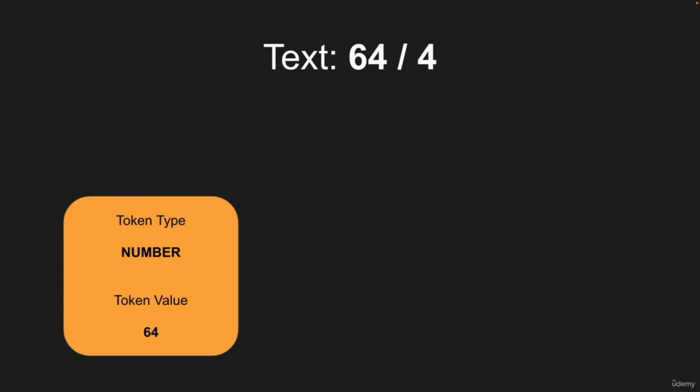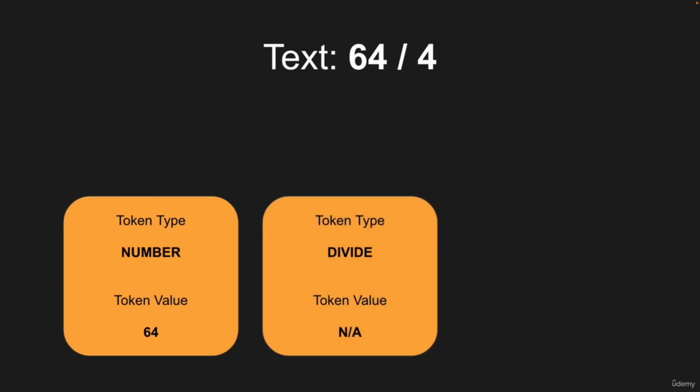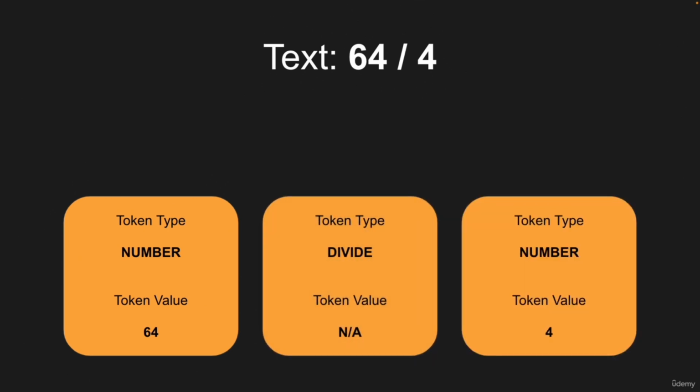So let's say we have 64 divided by 4. Same thing, divide token type, token number value 4. The slash indicates it's a division operator.